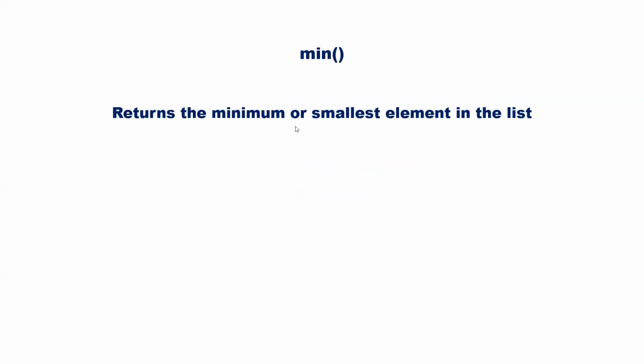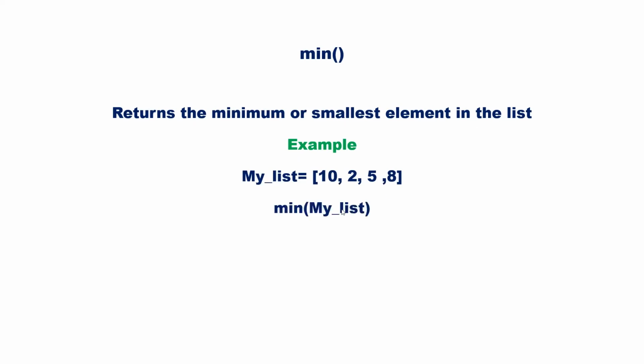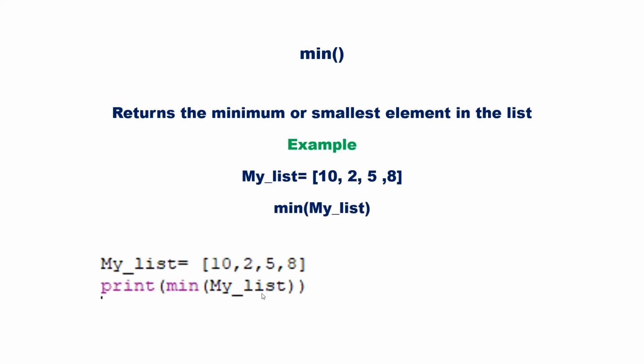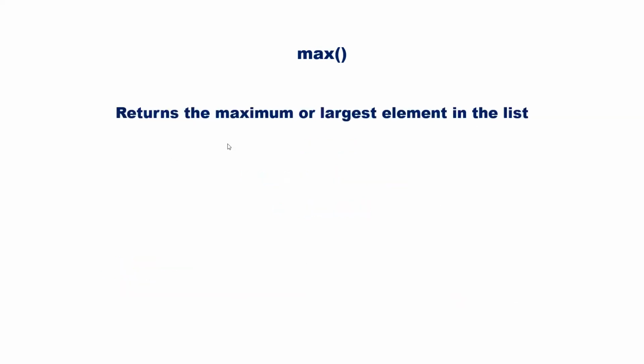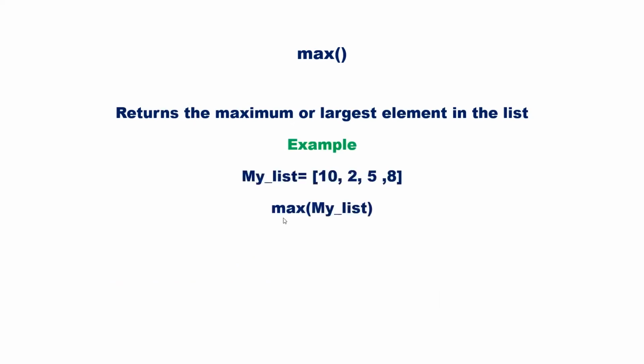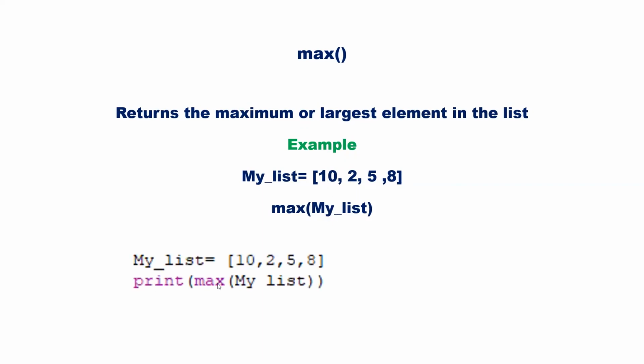min returns the minimum or the smallest element in the list. For example, assume my_list is equal to 10, 2, 5 and 8. min of my_list will return the value 2. So when we print min of my_list, 2 will be printed on the screen. max returns the maximum or the largest element in the list. So here max of my_list will return the value 10. So print max of my_list will return 10, since 10 is the maximum in this group.